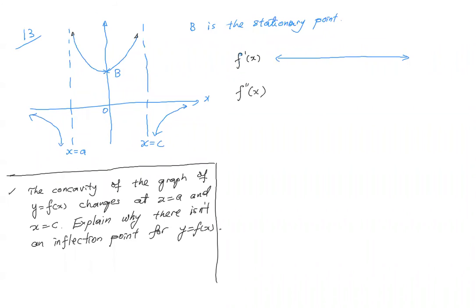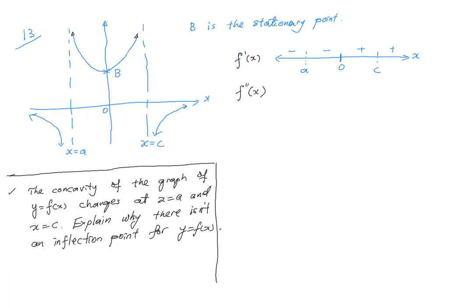Thaddeus, what are the points that I must mark on the sign diagram? B, that is x equal to 0. Is that all? And also A and C. I must put a dotted line, correct? Yeah. So negative, negative, positive, positive, correct?